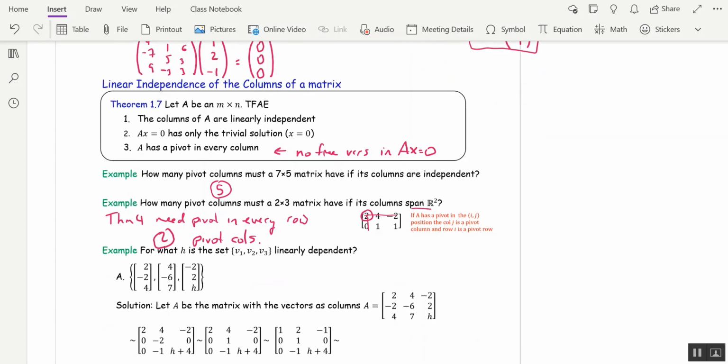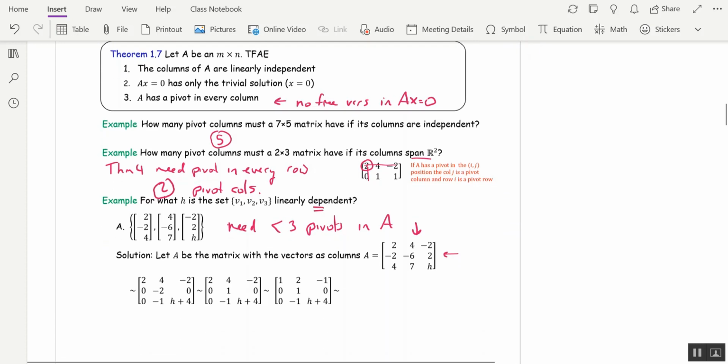Okay, for what H is the set V1, V2, V3 linearly dependent? So according to the theorem above, if I put those 3 vectors into a matrix and call it A, which I did right here, if those vectors are linearly dependent, I'm going to need less than 3 pivots in A, which is this matrix. Because if I have 3 pivots, then the columns will be linearly independent. I want to know for which H they're linearly dependent.